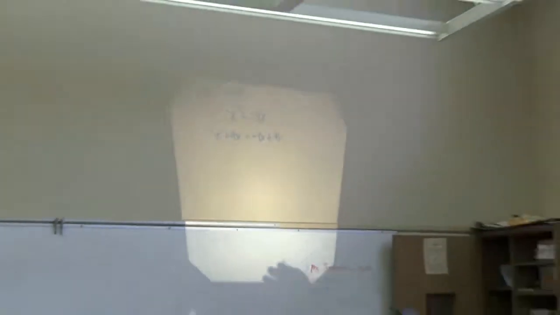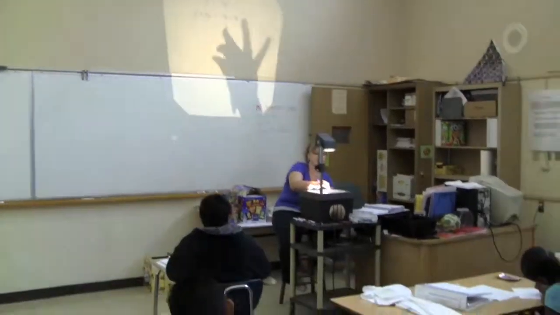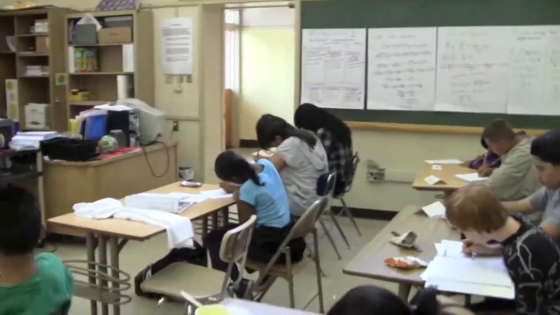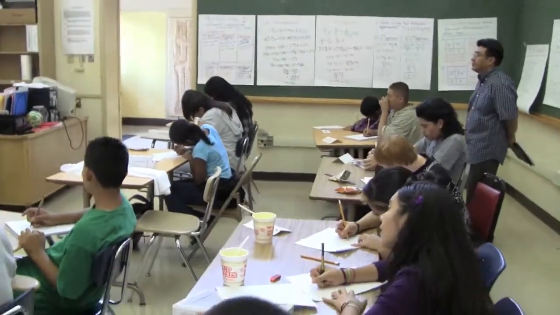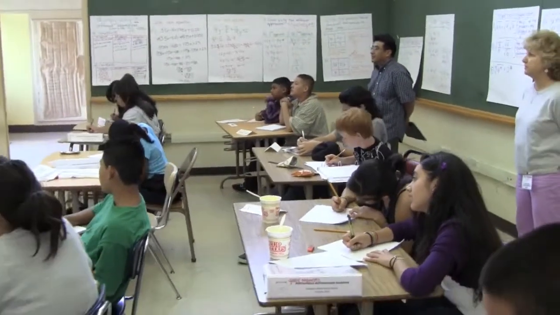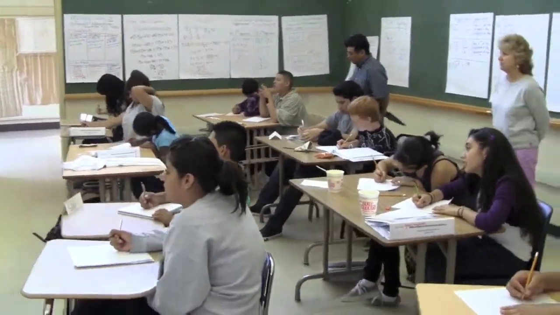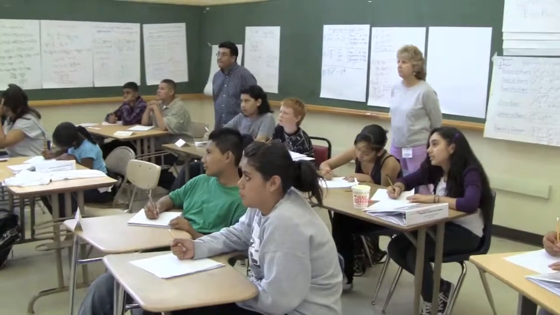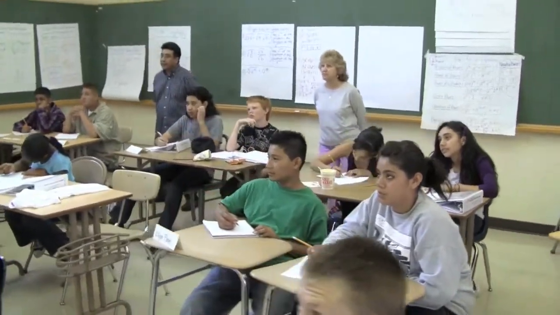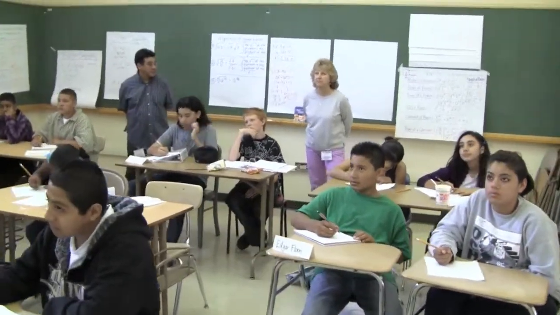All right, now class, what does the right-hand side equal? 0. Because they are what? Additive inverses, and they add up to 0. Very good. What's the first thing we're going to ask on this side of the equation now that we have this binomial? We're going to factor it.